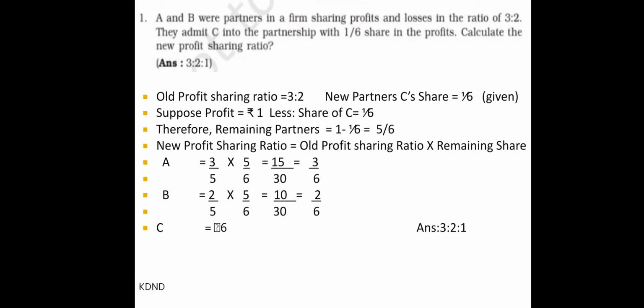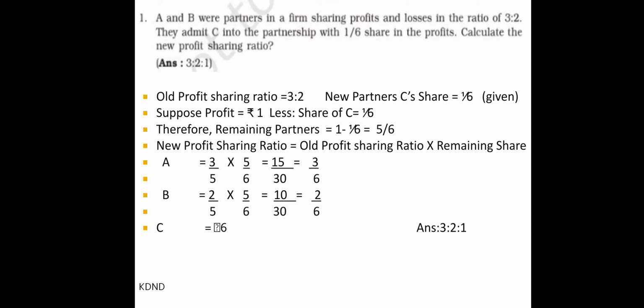A and B are partners sharing profits and losses in the ratio of 3:2. They admitted C into the partnership with 1/6 share in the profits. Calculate the new profit sharing ratio. Now what is given in the sum, that we have to first find out. In this sum they have given the old profit sharing ratio, and the new partner C's share is given.